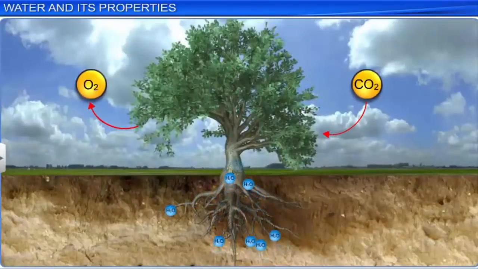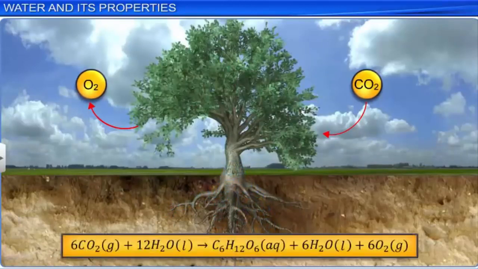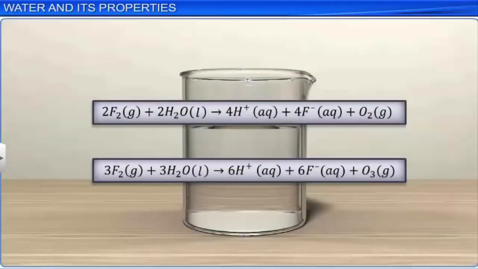Water is oxidized to oxygen during photosynthesis. The reaction that takes place is 6 molecules of carbon dioxide react with 12 molecules of water to give 1 molecule of glucose, 6 molecules of water and 6 molecules of oxygen. It also reacts with fluorine gas to give oxygen and ozone.